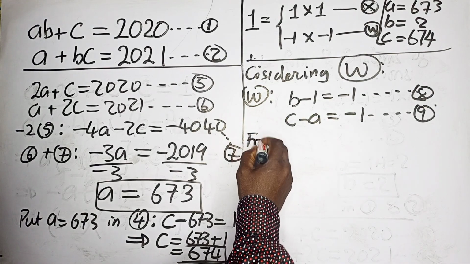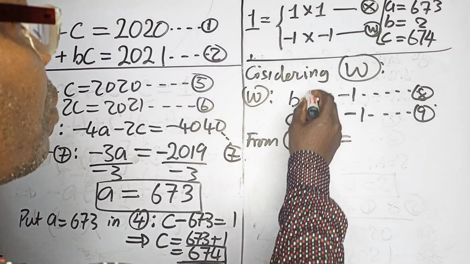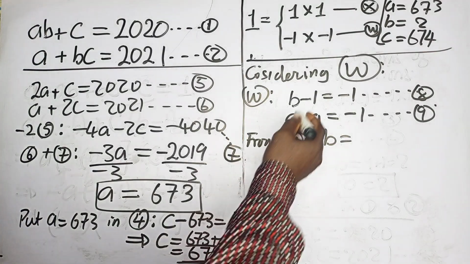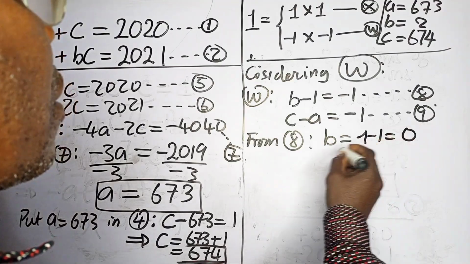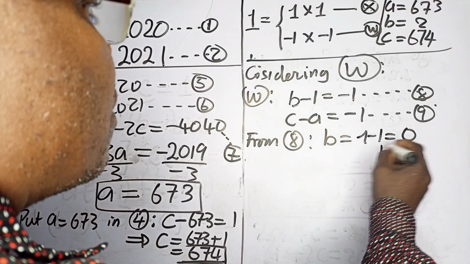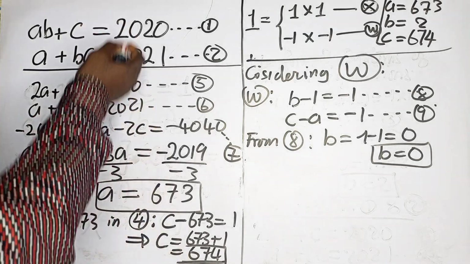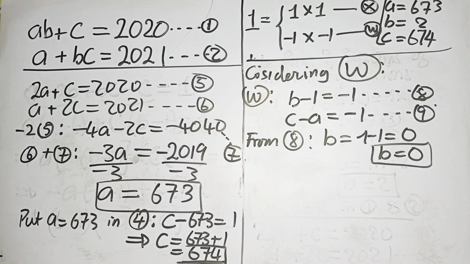Now from equation 8, we can get the value of b. From equation 8, we know b is equal to, taking this minus 1 to the other side, it becomes positive 1. So it becomes 1 minus 1, which is 0. So the value of b is 0. We've gotten the value of b to be 0. Now we put this value of b in our initial equations, equation 1 and 2, to obtain another set of simultaneous linear equations in terms of a and c.